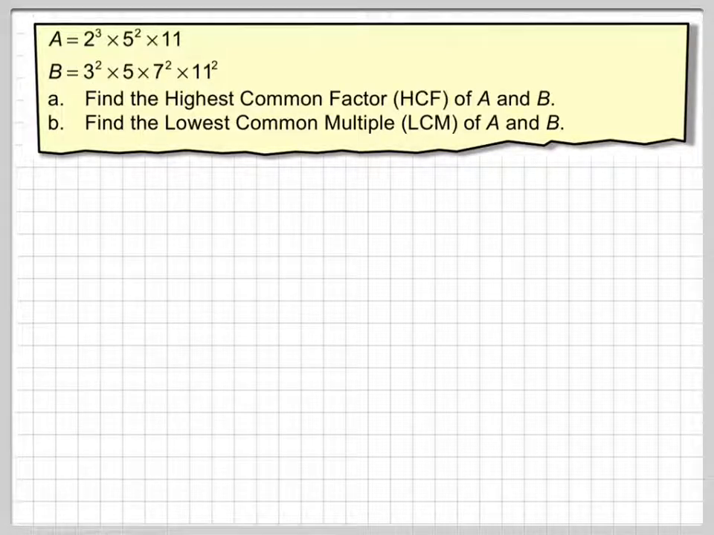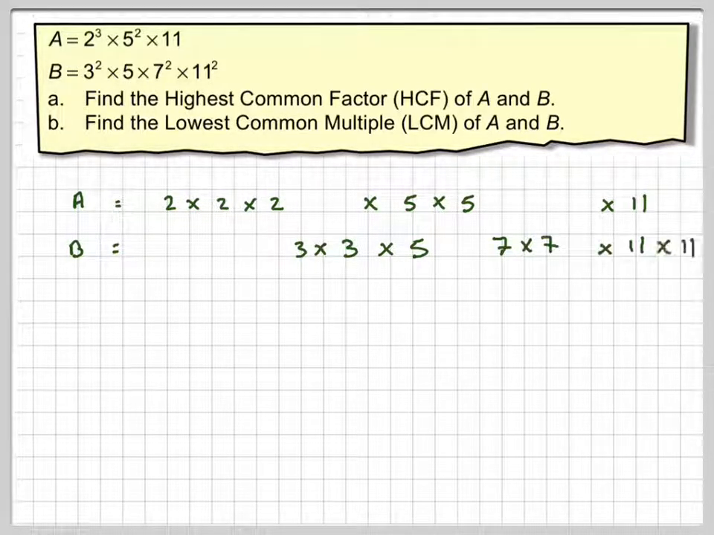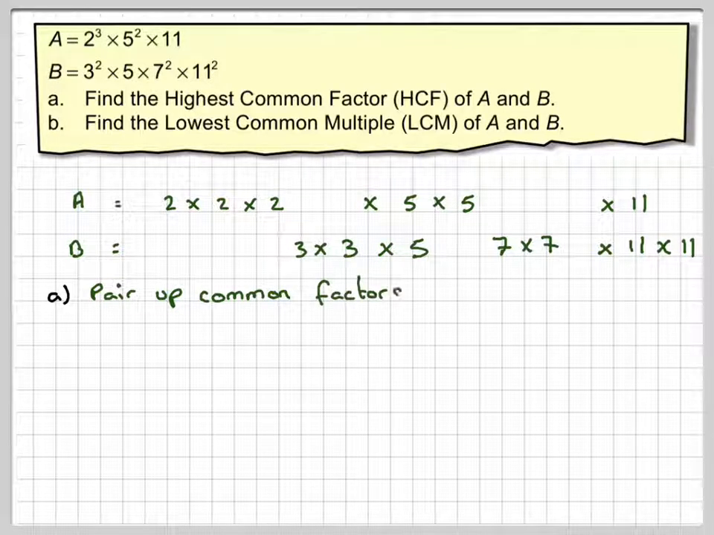So the prime factors have already been written for us. Now it's always a good idea maybe just to write them out without using their powers. So write down 2 times 2 times 2 times 5 times 5 times 11, and then B, write 3 times 3, so leave a space here for the 3's, and then 5 times 7 times 7 times 11 times 11. And now for the highest common factor, you pair up common factors.